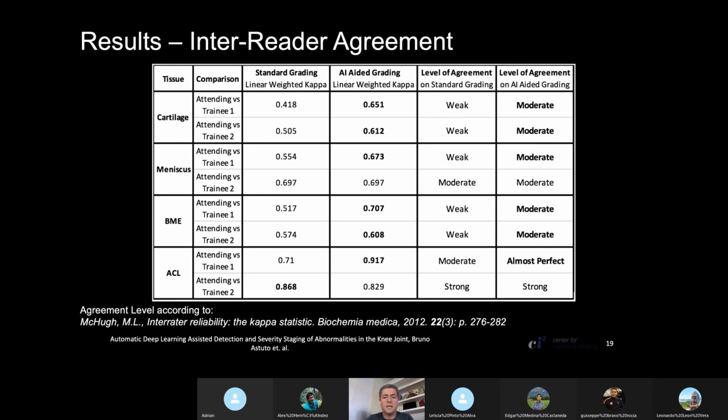And we show that most of the time, grading with the aid of the model improves the agreement between the trainees and the attending, and the level of agreement improved or remained the same in pretty much all the regions of interest, in all the experiments, all the comparisons. Any questions on this result?